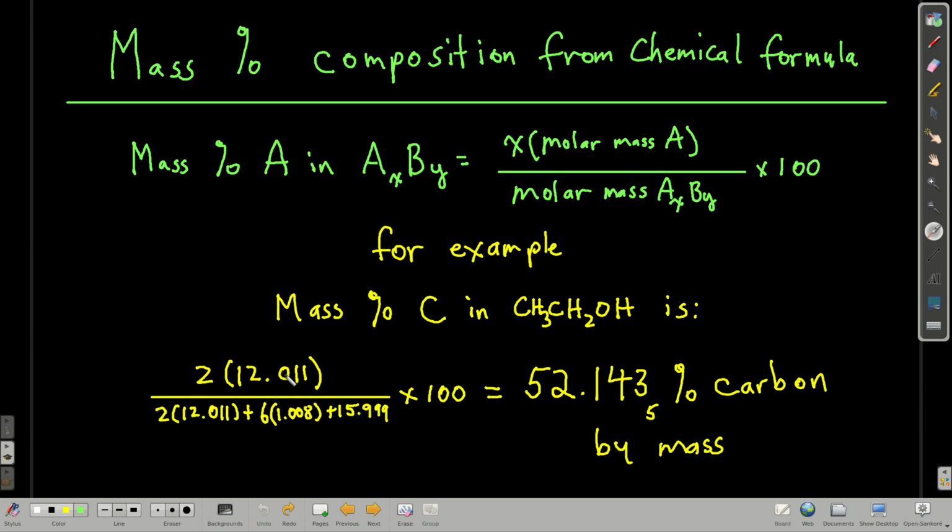So anyway, 2 times the molar mass of carbon divided by the total molar mass of the compound. So 2 carbons, 6 hydrogens, and 1 oxygen, right? 2 carbons, 3 plus 2 plus 1 is 6 hydrogens and 1 oxygen. Times 100, work all that out, and we get about 52.144% carbon by mass. That's the mass percent carbon in ethanol.